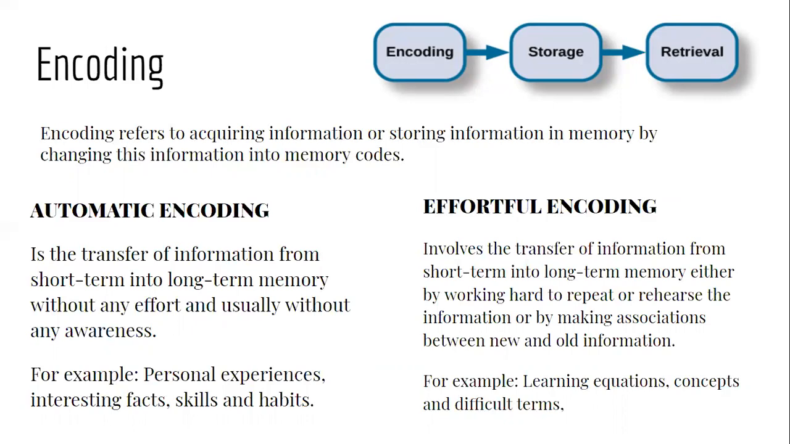Automatic encoding is the transfer of information from short-term into long-term memory without any effort and usually without any awareness. Effortful encoding involves the transfer of information from short-term into long-term memory, either by working hard to repeat or rehearse the information or by making associations between new and old information.